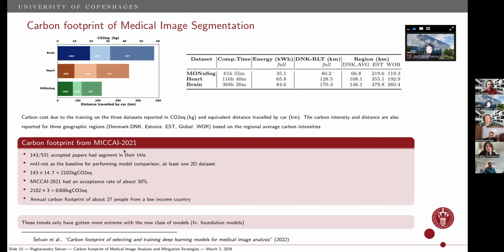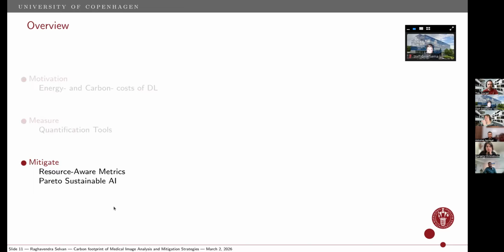Of course, this was based on MICCAI 2021. Now it's been 5 years. Now we live in the world of SAMs and all the other foundation models, so I'm pretty sure these trends have only gotten even more exaggerated. So you can measure it using Carbon Tracker and look at it in a community like MICCAI. There is a considerable resource footprint.